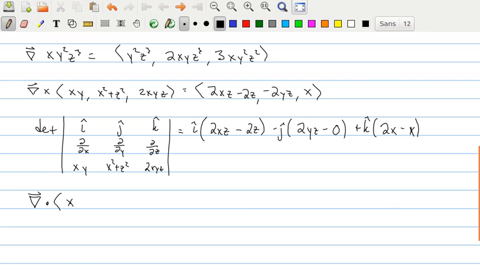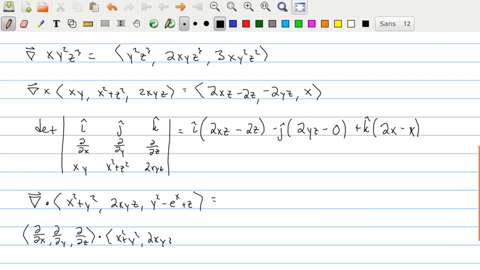So let's say we've got x squared plus y squared, and then 2xyz, and then our last one will be, say, y squared minus e to the x plus z. Now to evaluate, this is a dot product. So think of this gradient symbol as the three partial derivatives: the partial with respect to x, partial with respect to y, partial with respect to z. And we're dotting it with this function, x squared plus y squared, 2xyz, y squared minus e to the x plus z. That means we'll multiply the first two entries together.